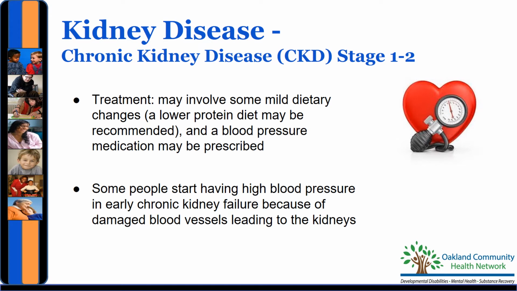Treatment for stage 1 to 2 chronic kidney disease may involve some mild dietary changes such as a lower protein diet, and a blood pressure medication may be prescribed. Some people start having high blood pressure in early chronic kidney failure because of damaged blood vessels leading to the kidneys.